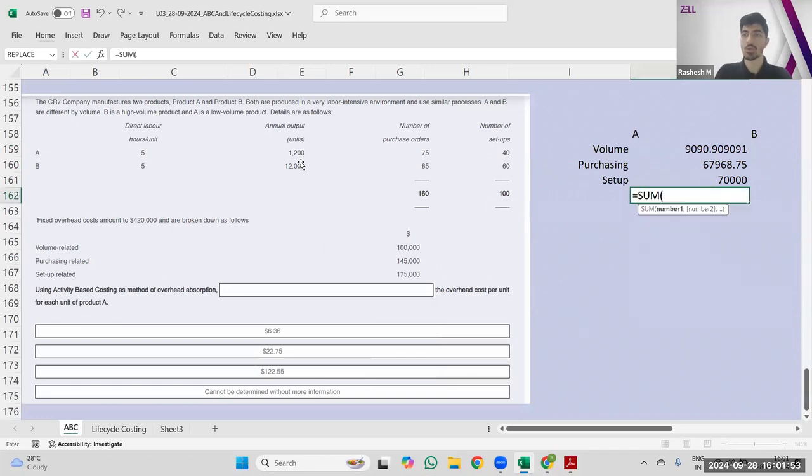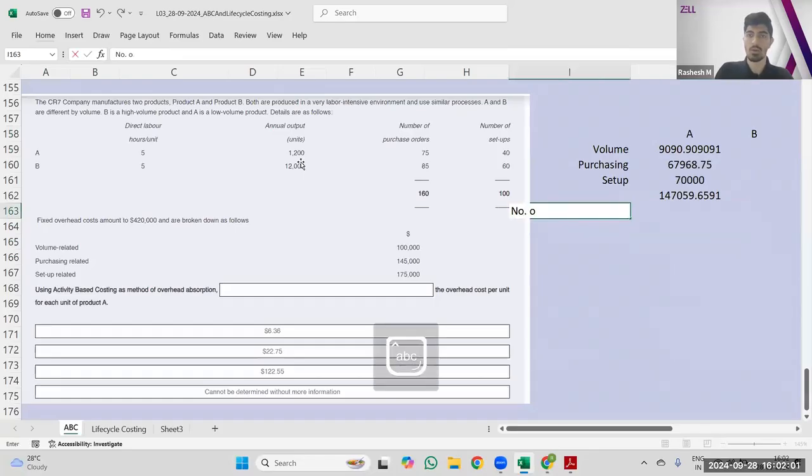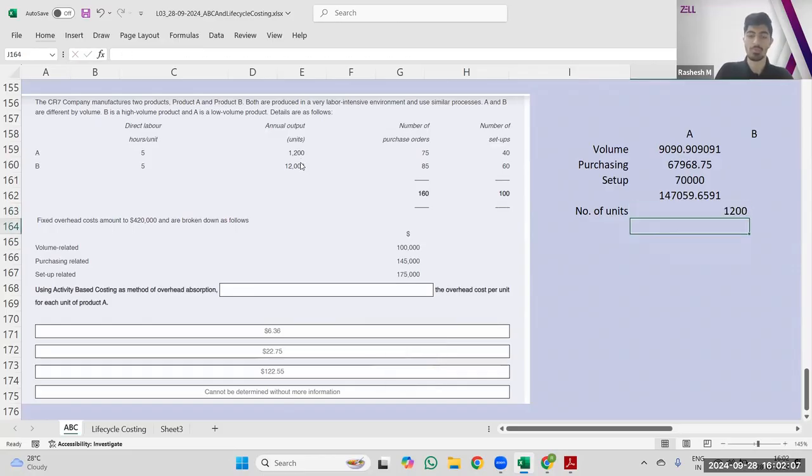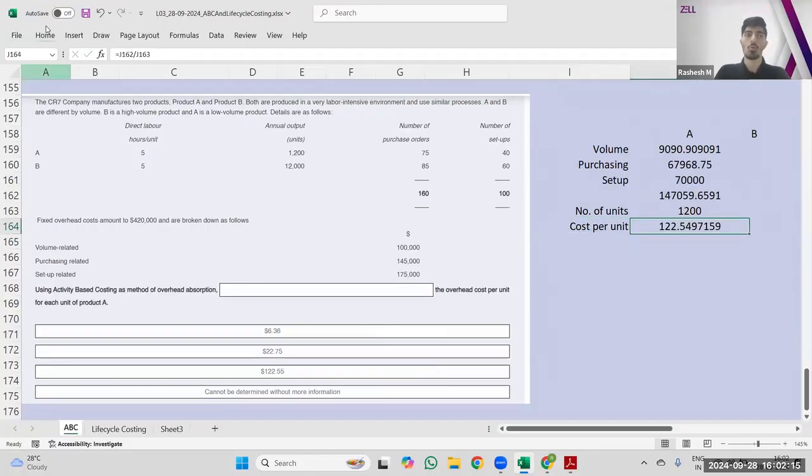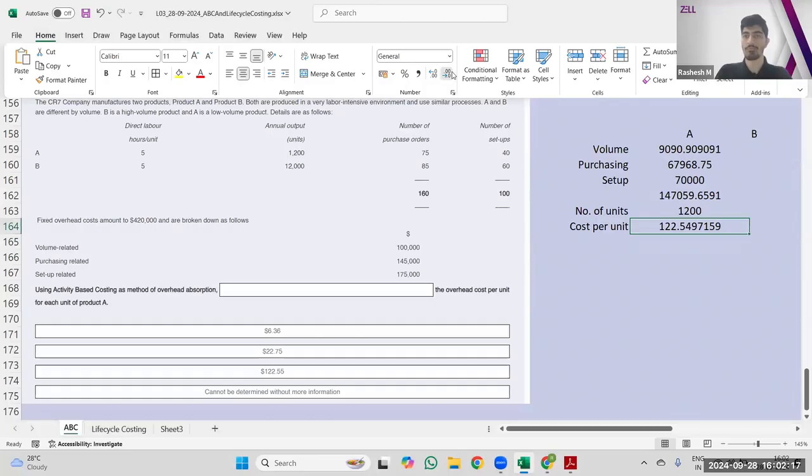Correct? So my total cost allocated to A is 147,059, and again the number of units is given to me as 1200. So my cost per unit, simply divide the same, comes to 122.55.